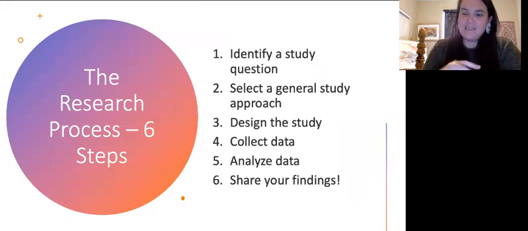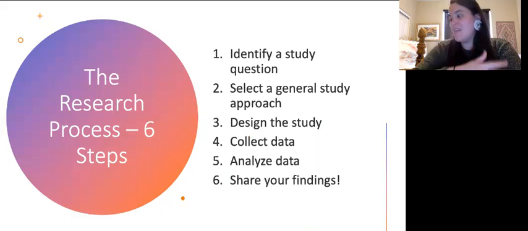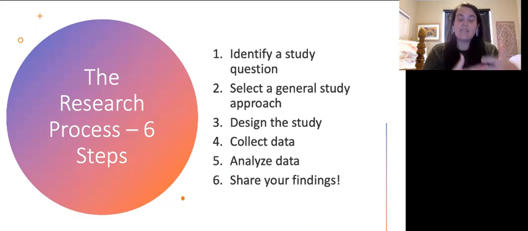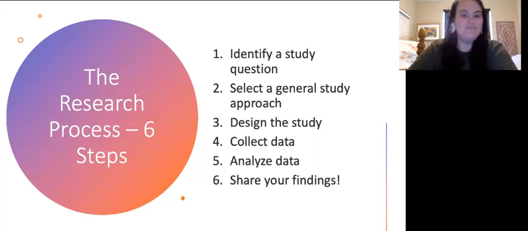So again, that research process, I'll simplify it into 6 steps. So identify a study question. So you want to answer this question in the universe. You want to select a study approach. So kind of how do you answer that question? And then you design a study based on that approach. Then you collect data. After you design the study and you collect data using that design, you analyze that data, and you then share your findings with the research community.